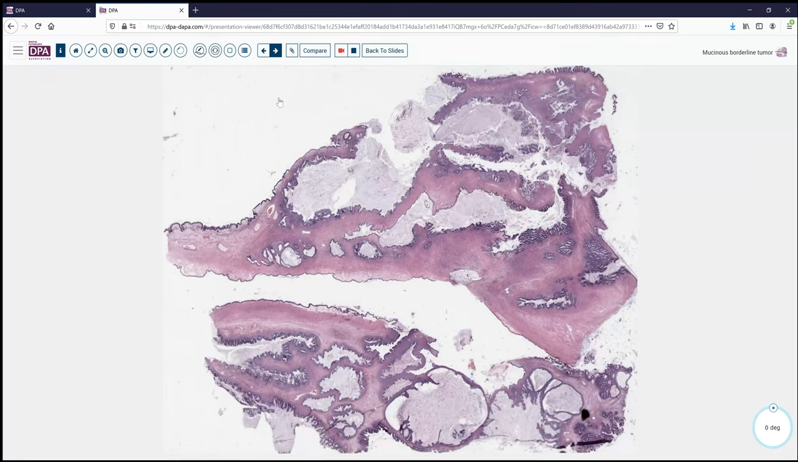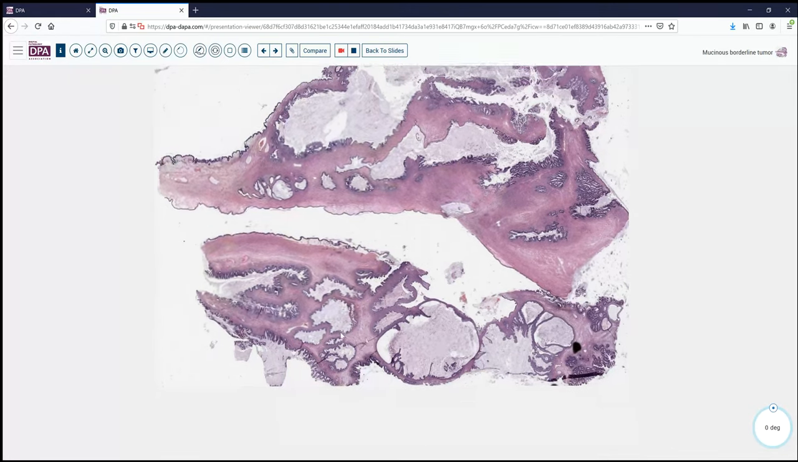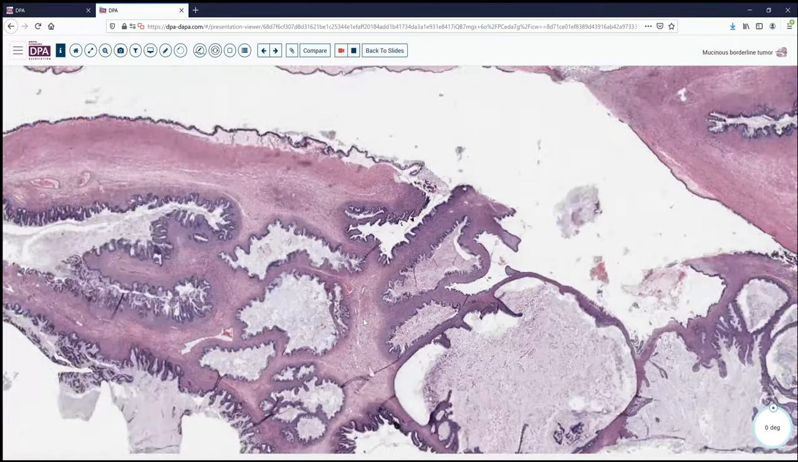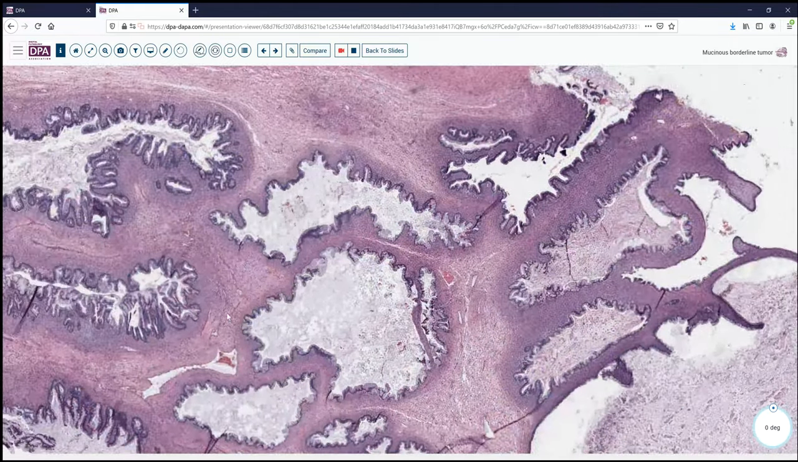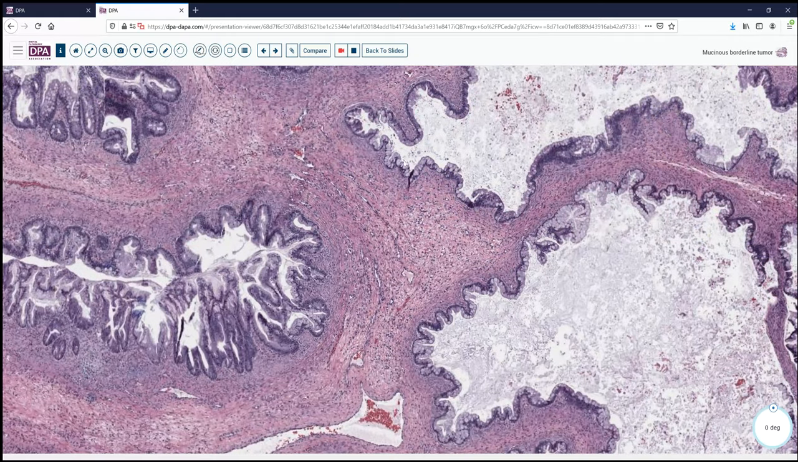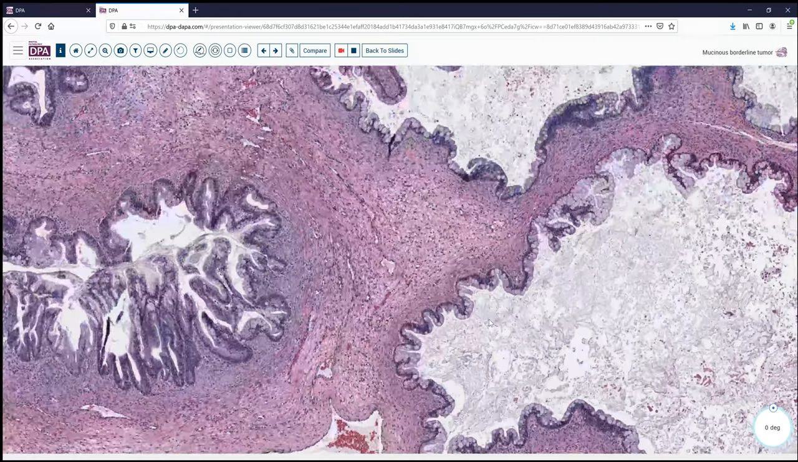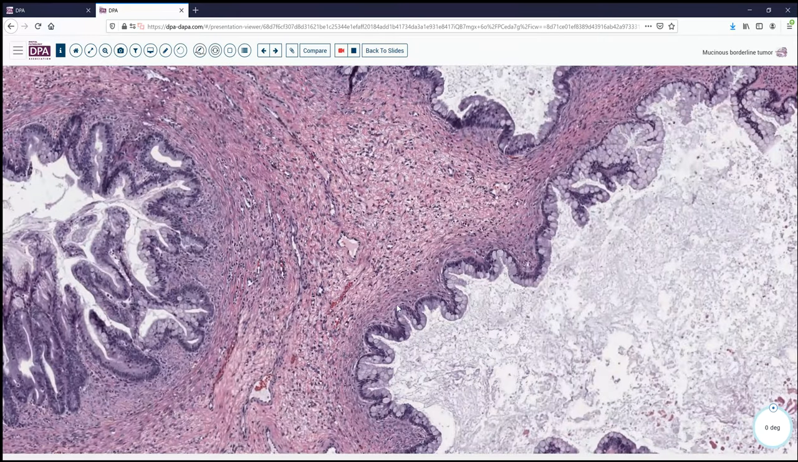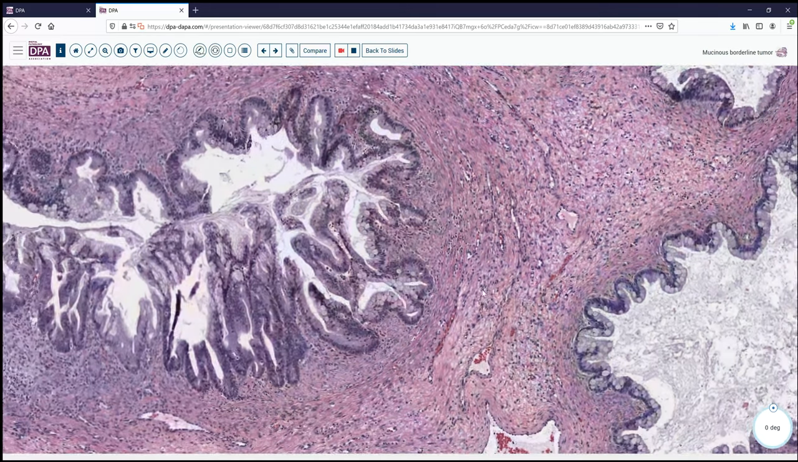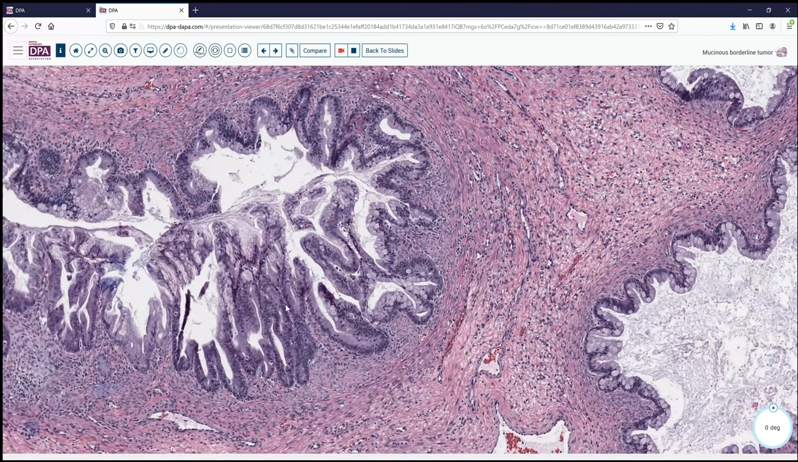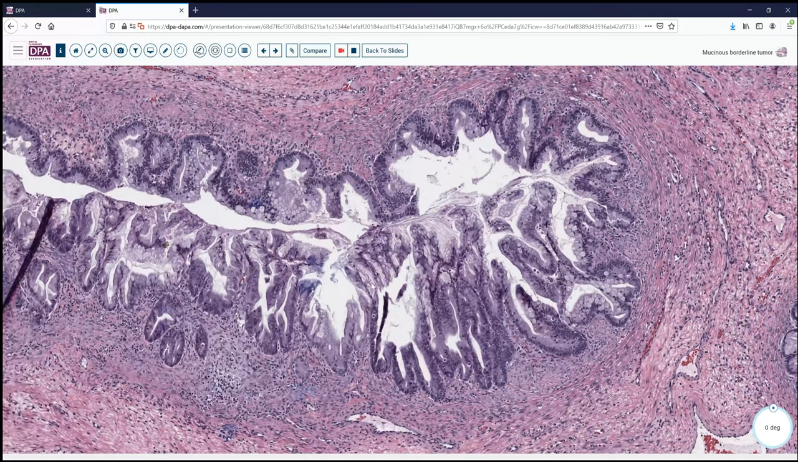Here's another example. Again, we see at low magnification large cystic spaces filled with mucin. But we can even see at this magnification that there's a fair bit of complexity to this mucosa. Here we can see the mucinous type epithelium. But we also begin to see that maybe these cells have a little more goblet-like character. So probably this is a more enteric type of mucinous lesion.